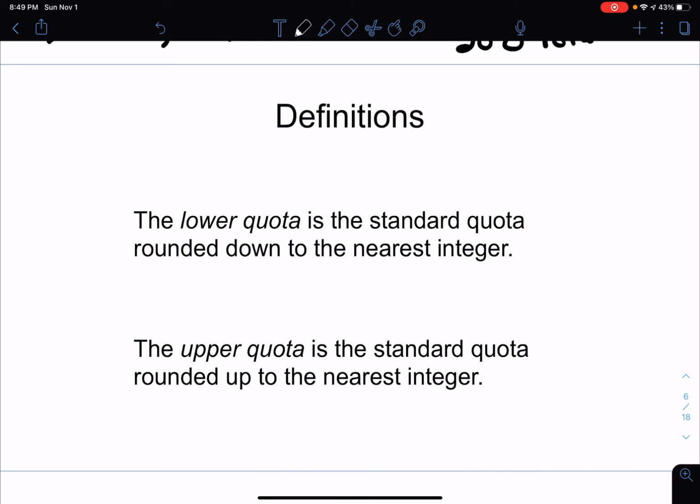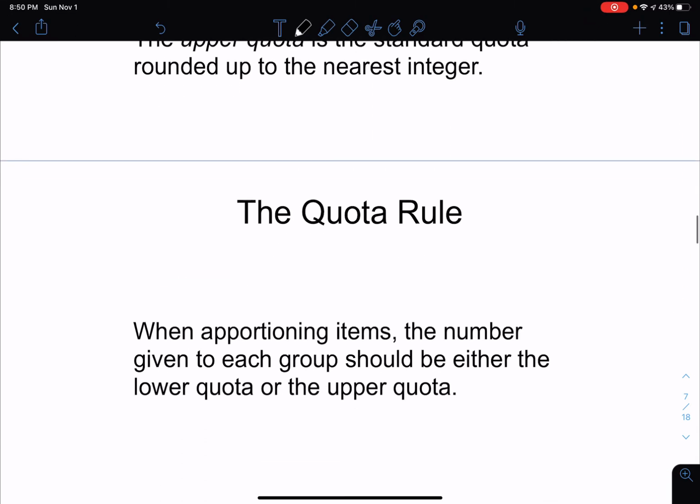So this comes into play quite a bit when you have decimals after dividing. The previous example didn't have decimals, so we didn't really have to worry about it. But if you have a decimal and you drop the decimal and just go with the integer part, that's called the lower quota. If you round up to the next integer, that's called the upper quota. And there's disagreement about which one of those should be used because of who it favors, what entities or parties it favors. All right, so let's look at the quota rule.